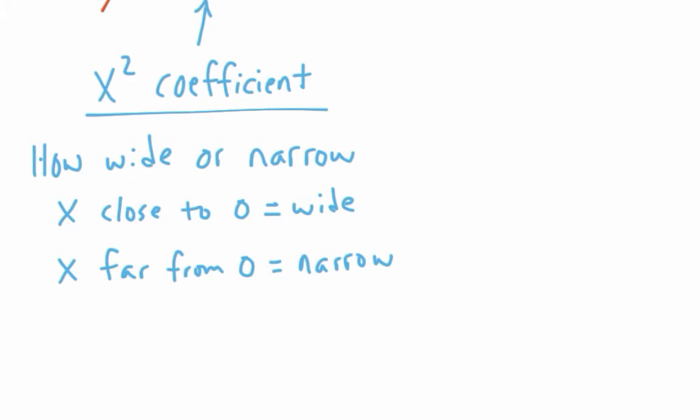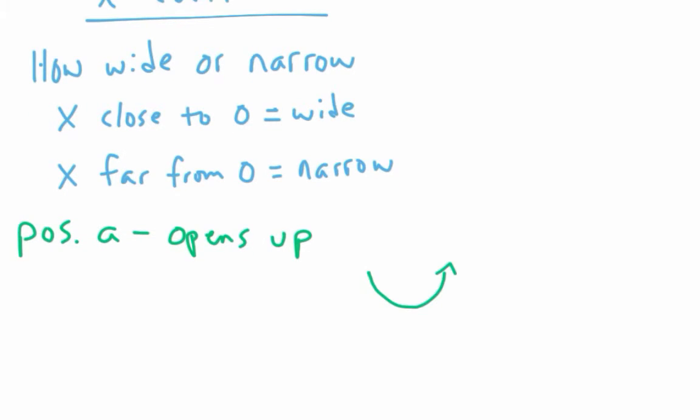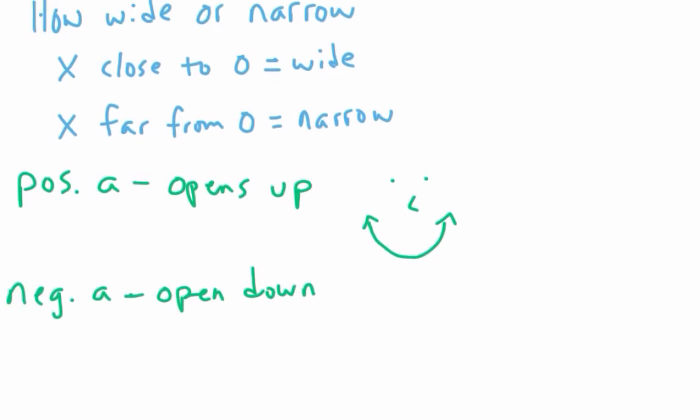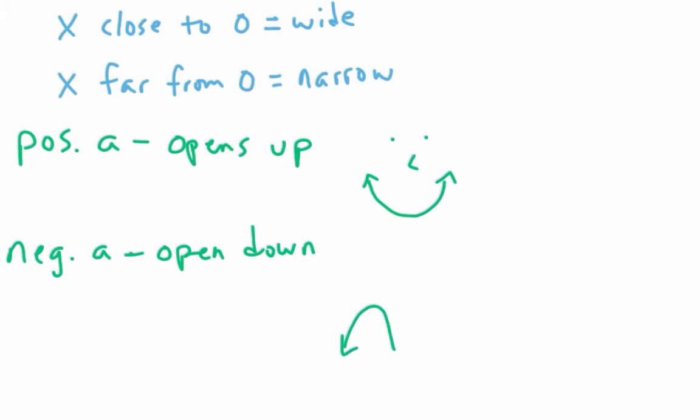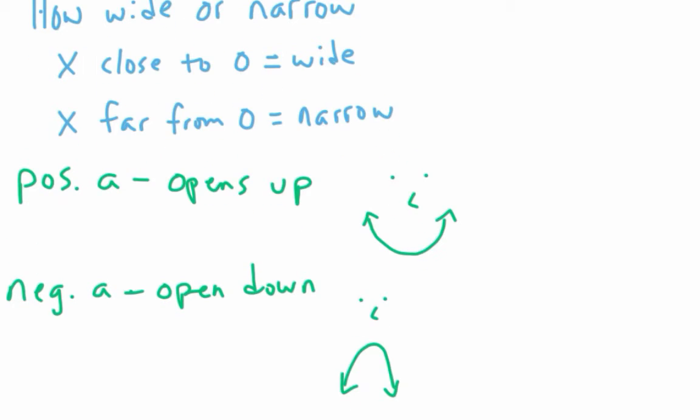So I'd write this here. I'd say if you have a positive a, it opens up. Positive people, what do you usually see on their face? A smile. So you can try to remember positive people, parabola opens up. Negative people, frown. So if you have a negative a, that's going to open down. And so negative a is going to be something like that. It opens down. So I'll give you a second to copy that.